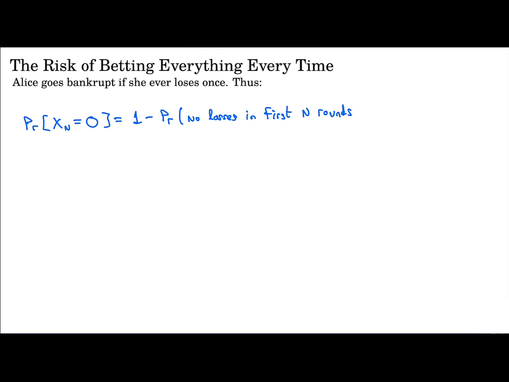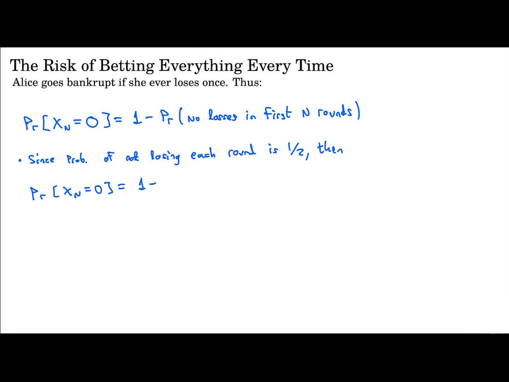Since the probability of not losing each round is half, the probability that she goes bankrupt by round n is going to be equal to 1 minus half to the power of n.